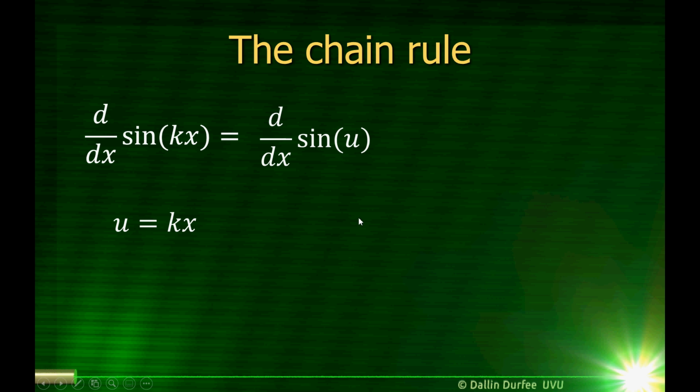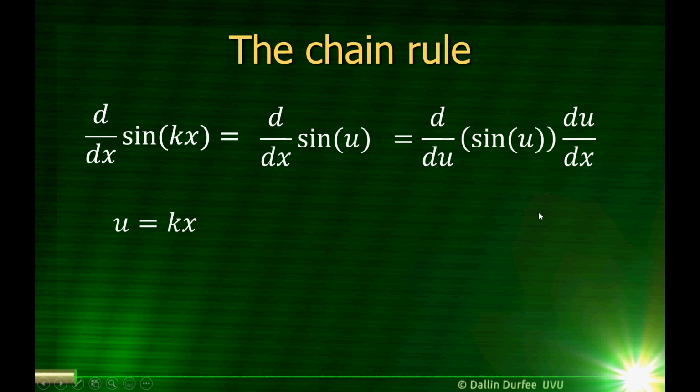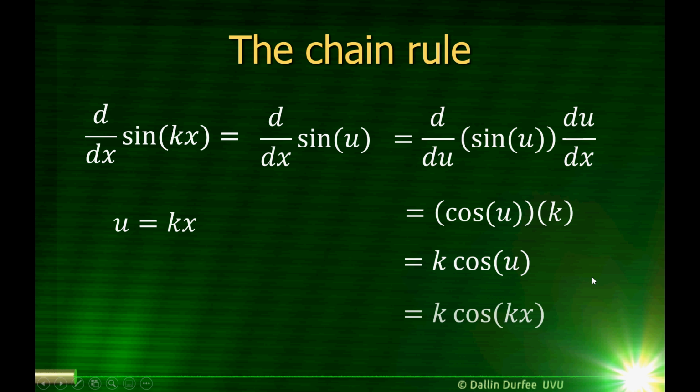That seems more complicated because u depends on x, and I've buried the dependence on x in there. But now I can use the chain rule. I'm going to write the derivative of this with respect to x as the derivative with respect to u times the derivative of u with respect to x. I can do this because d/du of sine of u is just cosine of u, and du/dx, well, u is just this, right? So du/dx is just k. So this is just k times cosine of u, and of course u is kx. So there we go. The derivative of sine kx with respect to x is just k cosine kx. So we were able to do that using the chain rule.